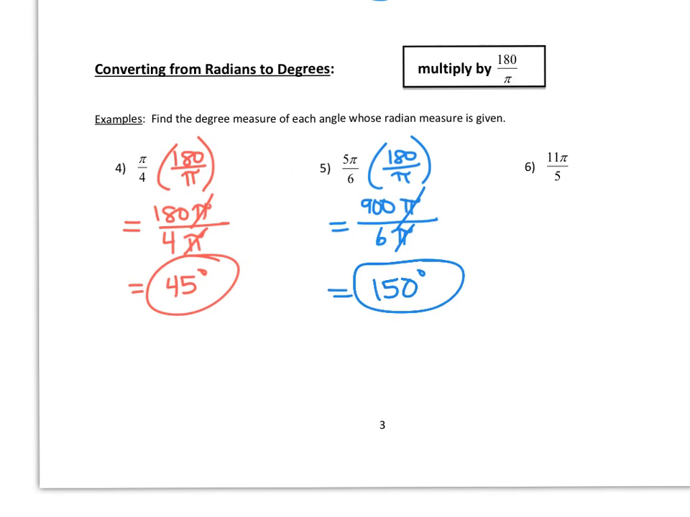Okay, and then finally number 6, we're going to do the same thing. We're going to multiply by 180 over pi. So when I multiply 11 pi times 180, that's going to give me 1,980 pi. And then 5 times pi is just 5 pi. The pi's cancel. And 1,980 divided by 5 is 396 degrees.